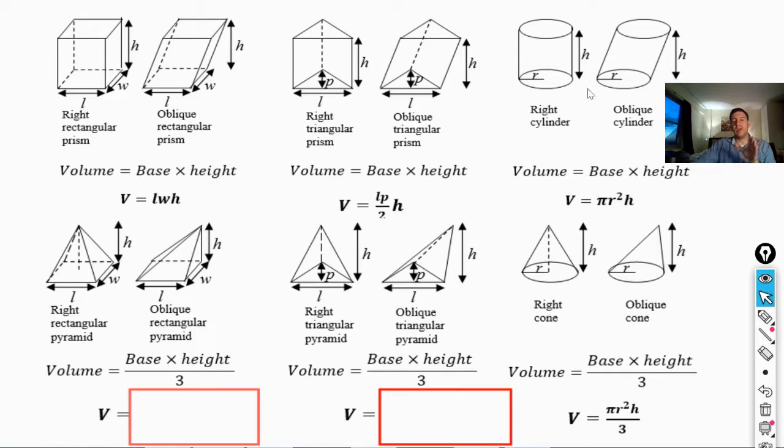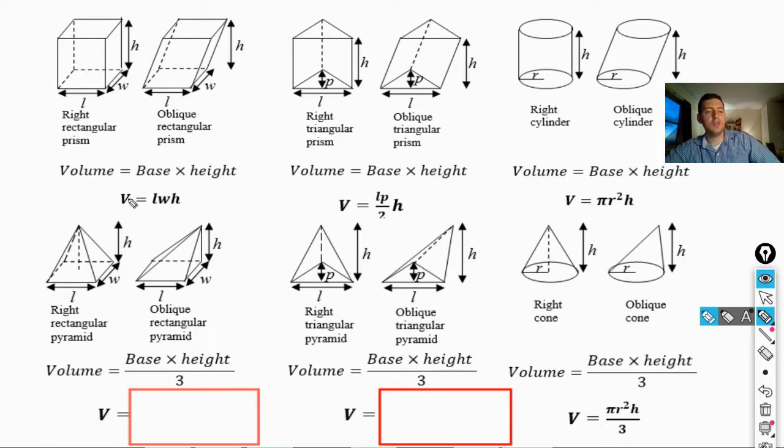Okay, so in order to figure out the volume formulas for the pyramids, we would have to just take the volume formula for the prism that has the same base and then divide it by 3. Okay, we already did that for the cone over here. So the volume of a cylinder is pi r squared times h. The volume of a cone would be pi r squared times h divided by 3. Now let's do that for a rectangular pyramid and also a triangular pyramid.